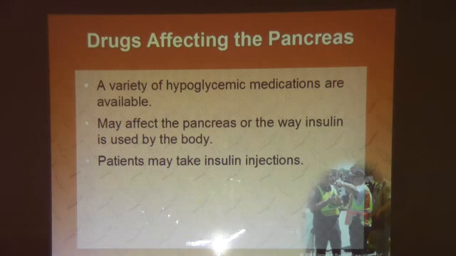Drugs affecting the pancreas. There's a variety of hypoglycemic medications that are available. Others may not act on the pancreas directly. Instead, they alter the way that insulin, which is produced by the pancreas, is used by the body. In the absence of pancreatic function, patients may take insulin injections. To directly affect the pancreas, sulfonylureas increase insulin secretion from the pancreatic beta cells. They're effective only if the patients have residual beta cell function, however. Insulin sensitivity is increased by oral hypoglycemic agents.